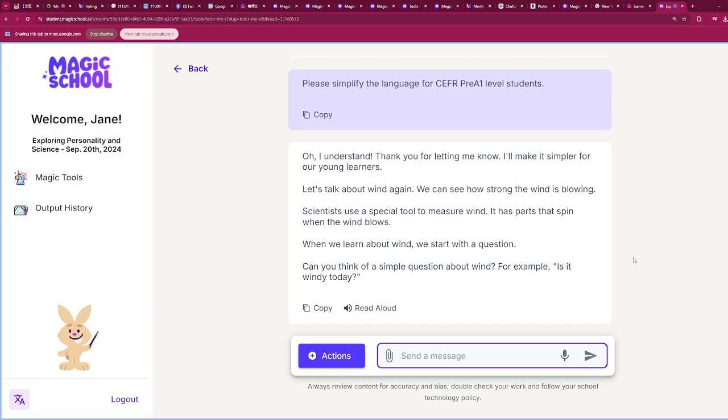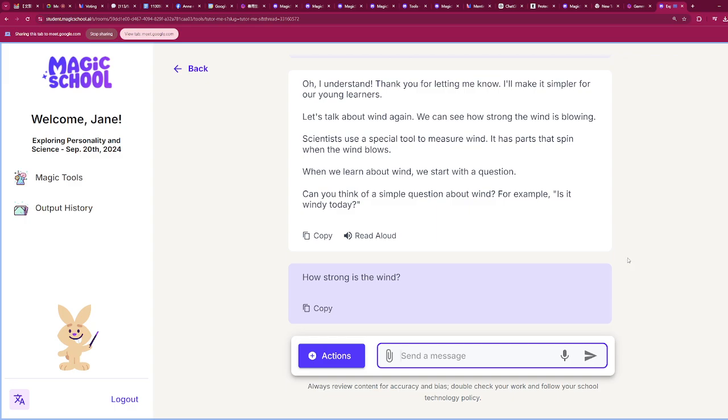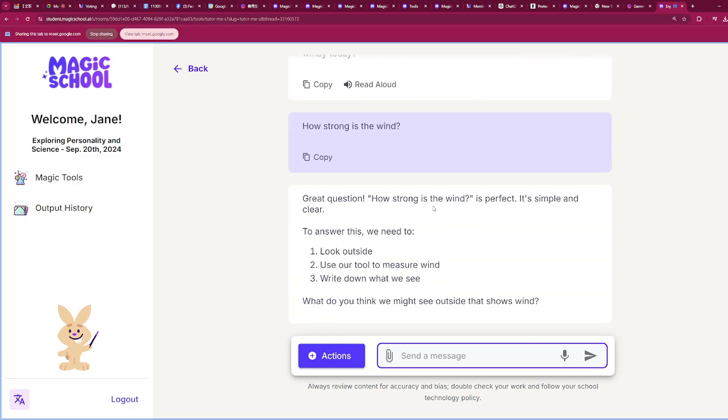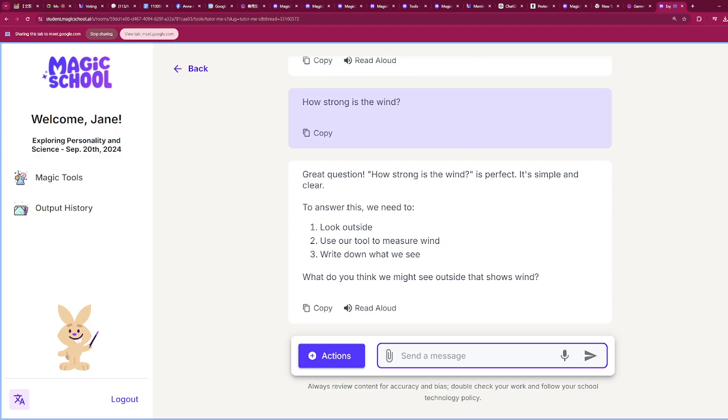Okay. So, how strong is the wind? Okay. So the question: how strong is the wind? To answer that, we need to look outside, use our tool to measure wind, and write down what you see. What do you think might be outside? Don't know.